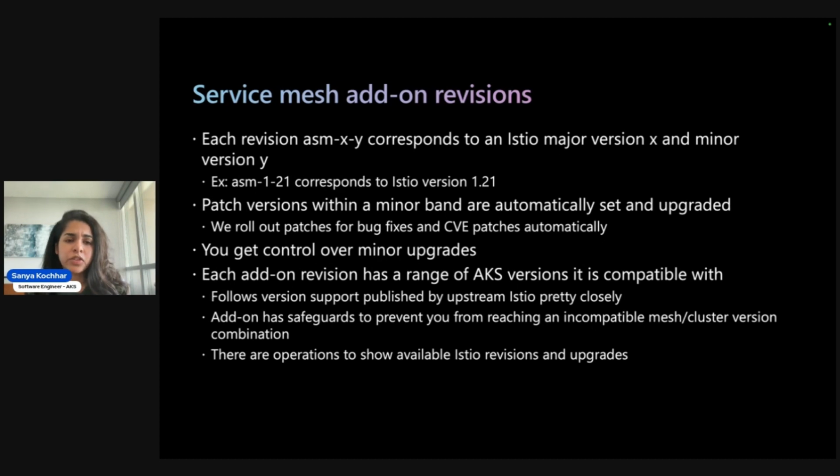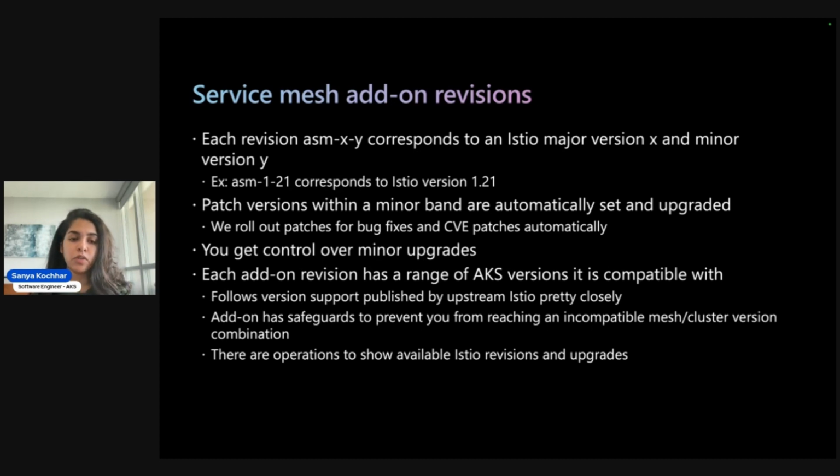And then patch versions within the minor band for the add-on are automatically set and upgraded. So what you need to know is that you're running ASM 121, and we'll handle all of the upgrades for patch versions, make sure that you have all the bug fixes you need, and all of the CVE patches to keep you secure and up to date. And then as for minor versions, you do get control over minor upgrades. So from 121 to 122, you would control that upgrade.